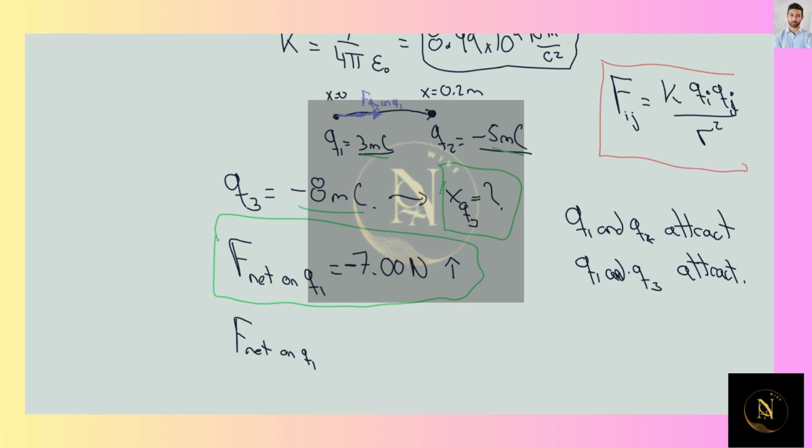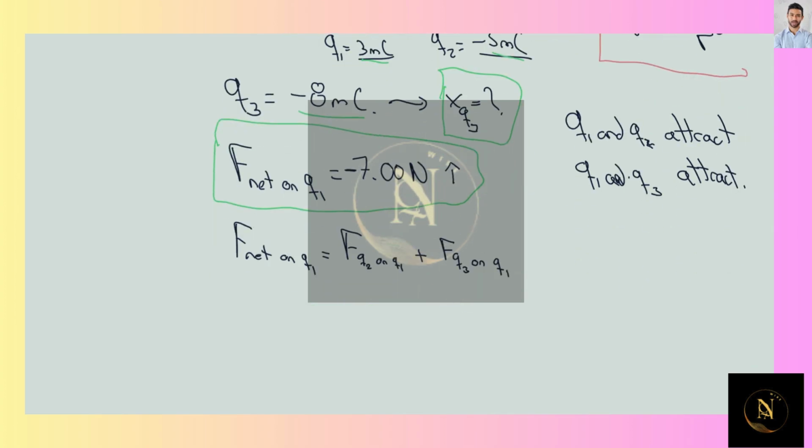So we know that the net force on Q1 is going to be equal to the sum of the forces of charge 2 on Q1 plus the force of Q3 on Q1. First thing that we're going to do is to find the magnitude of the force of Q2 on Q1. And we also know that the net force is equal to -7 Newton in the I direction. All of these are going to be vectors.